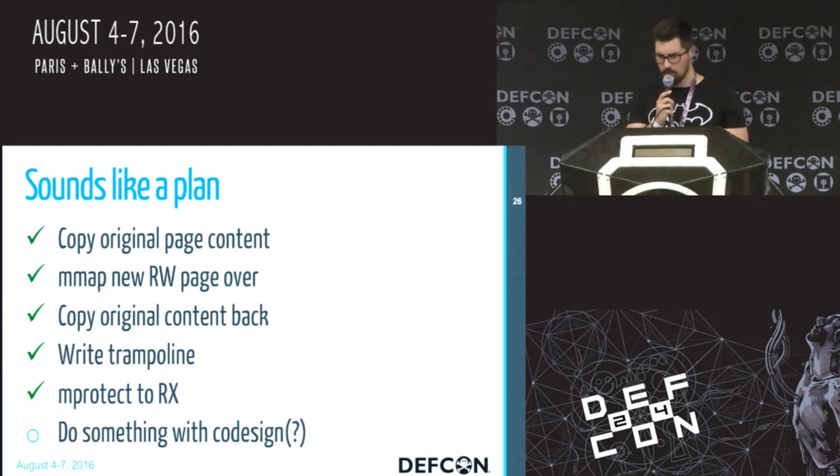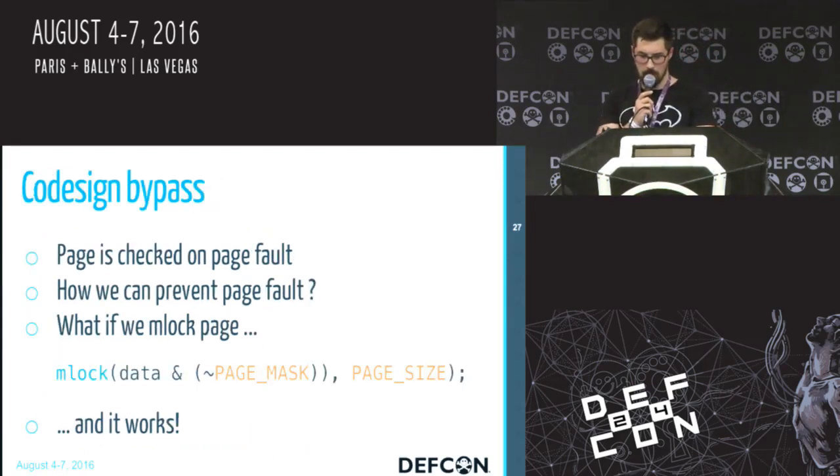We can take a function pointer, get the page address where the function is located, copy the original page content to some temporary buffer, map a new readable, writable page over it, copy the original content back, write a trampoline, switch it to be executable, and we got killed by codesign. So codesign is still a problem. Are there any ways to bypass it?